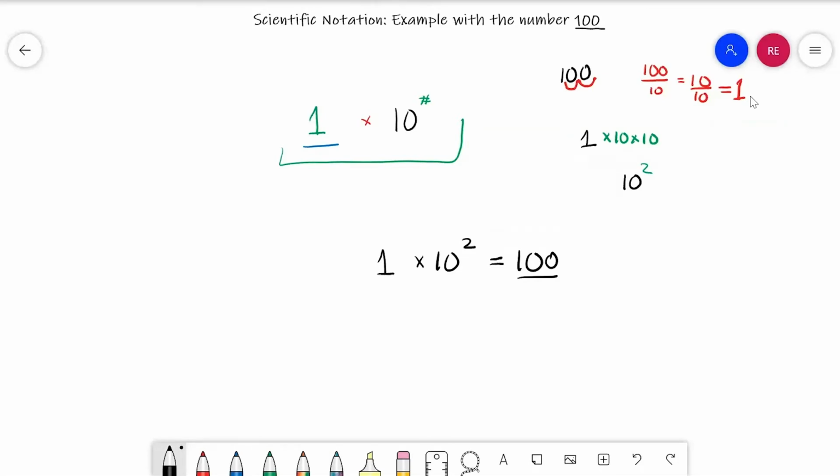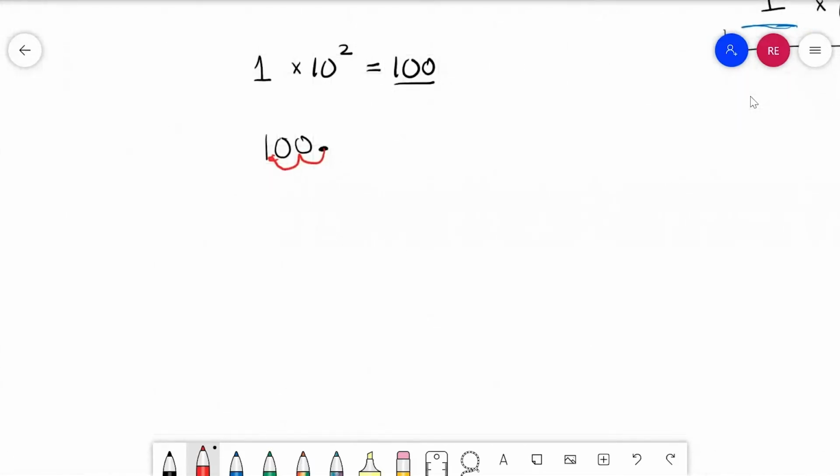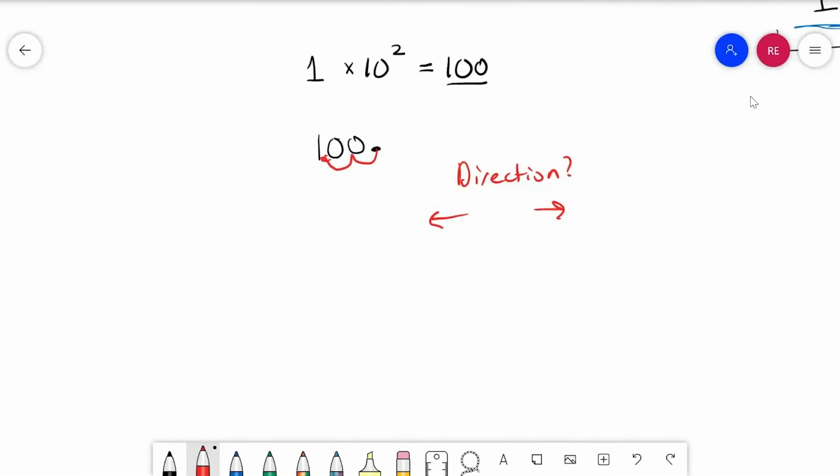Let's look at how the decimal moves in relation to finding our exponent. And so we had the number 100, and we moved our decimal point 2 times to the left. And so it's important to know what direction did you move your decimal point in? To the left or to the right? And then how many times did you move that decimal point? So in our case, we moved it 2 times, and we moved it to the left.